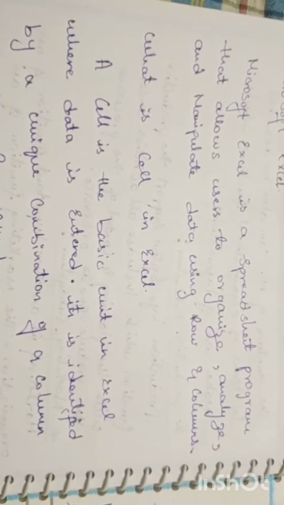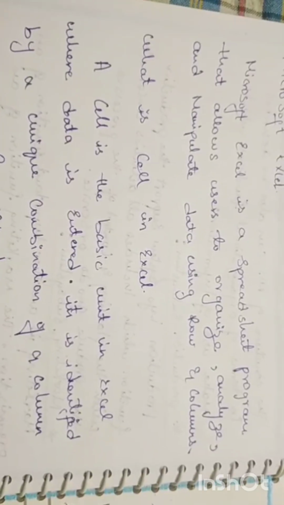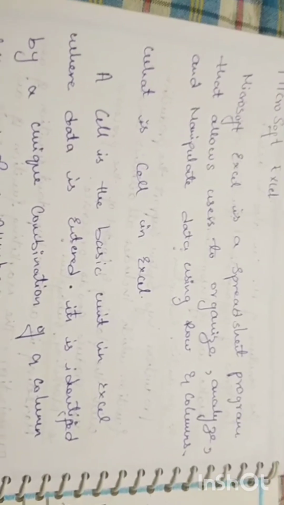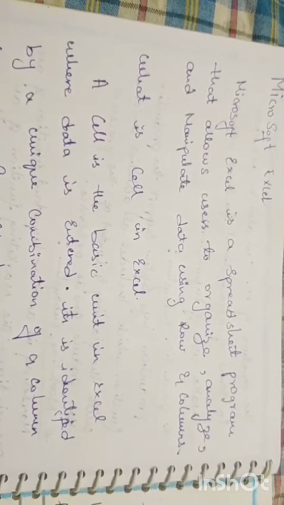So Microsoft Excel is a spreadsheet program that allows users to organize, analyze, and manipulate the data using rows and columns. A very simple meaning which is also useful, and in an interview they may ask what is Microsoft Excel. So next, what is a cell in Excel?